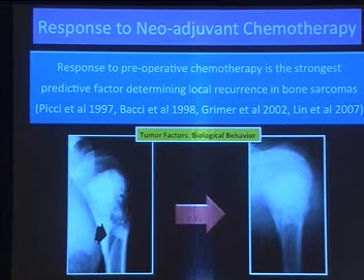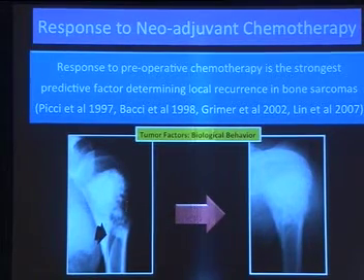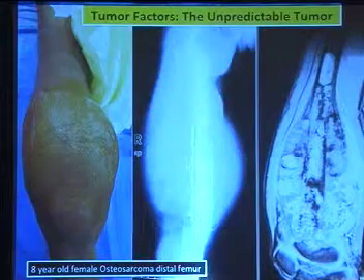This is an important observation which has been made in all these studies through the 90s by Picci, by Bacci, Grimer, and Lin et al. So this is an important fact that if the neoadjuvant chemotherapy has not worked, probably there's a high chance of local recurrence. And of course, whenever there is a patient who is undergoing neoadjuvant chemotherapy, try to see the response to neoadjuvant chemotherapy. For example, this fracture in osteosarcoma, the fracture is healed under neoadjuvant chemotherapy.